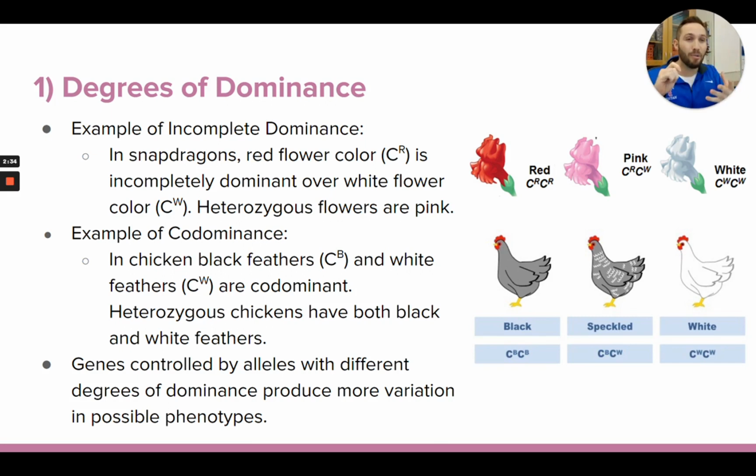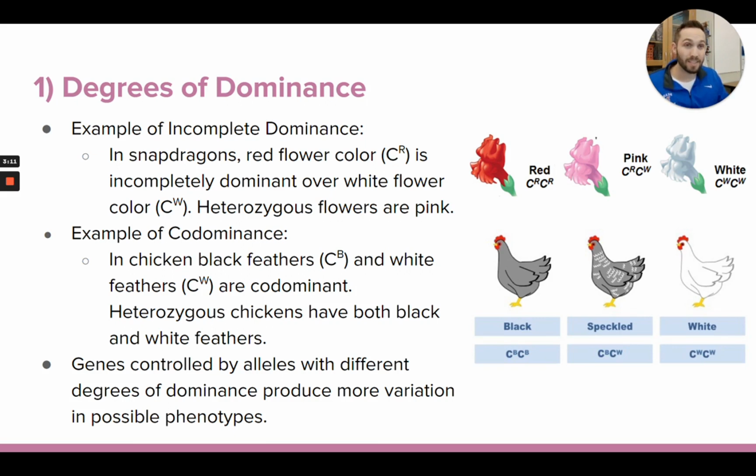For example, in flowers, let's say there are two alleles for flower color, red and white. If you end up heterozygous, with a red allele and a white allele, and they're incompletely dominant, that means you're not going to be red and you're not going to be white. They're both going to lose. There's going to be no winner. Instead, you'll show some compromised, blended phenotype. In this case, it would be pink. So if you're heterozygous, you would have pink flowers. Not red, not white, but some compromised middle ground between those two alleles. That's what incomplete dominance is.